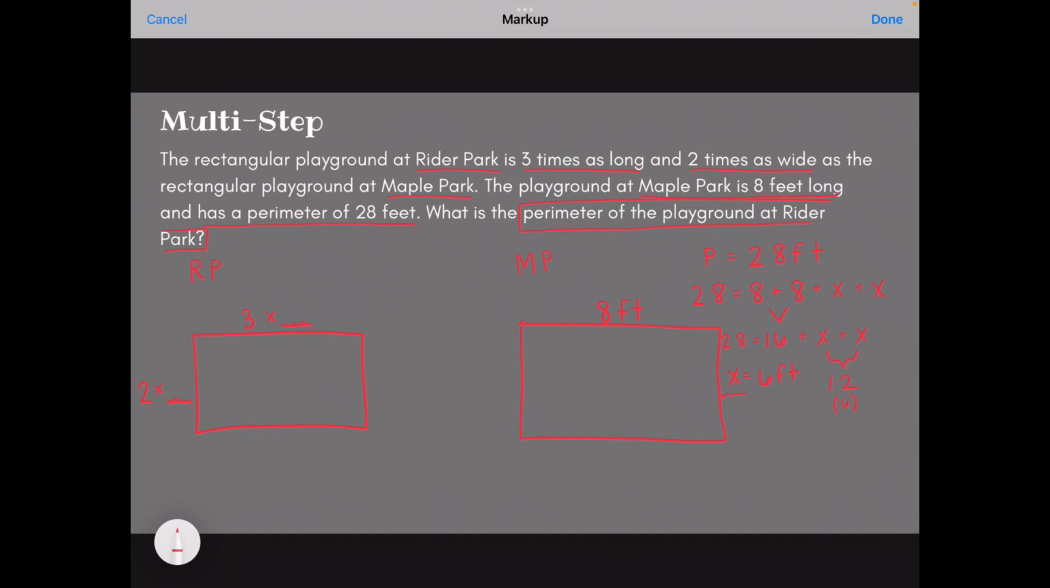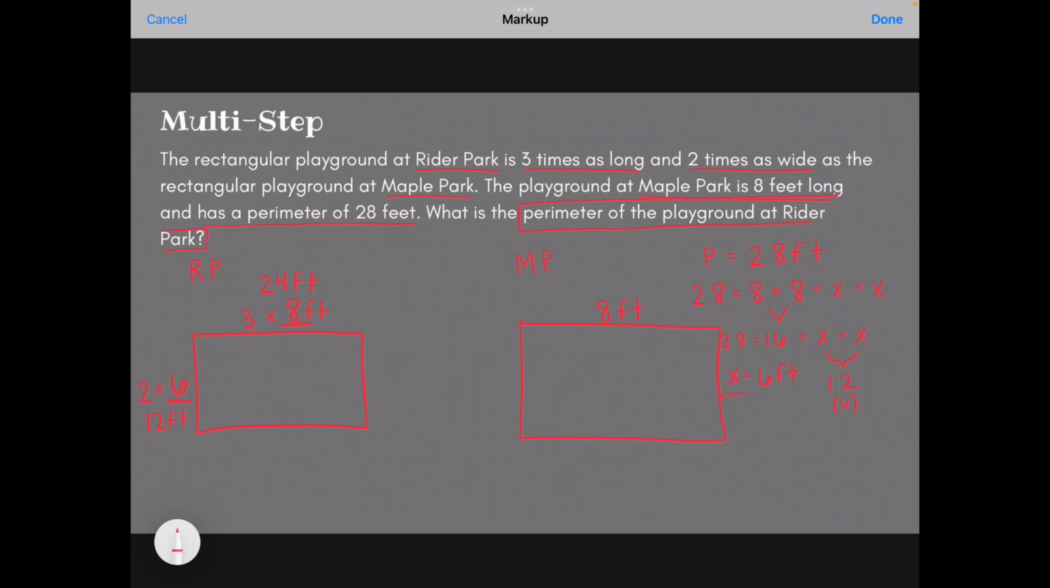Now that I know Maple Park's dimensions, I can now solve for Ryder Park's dimensions. Ryder Park's, remember, the length is 3 times Maple Park's length, which we know is 8 feet. So now I know that Ryder Park's length is 24 feet. And then I know that the width of the Ryder Park is going to be 2 times as wide as Maple Park's. And so this one is going to be 12 feet wide.